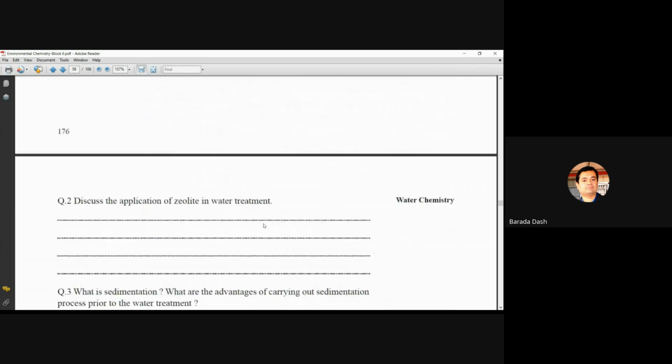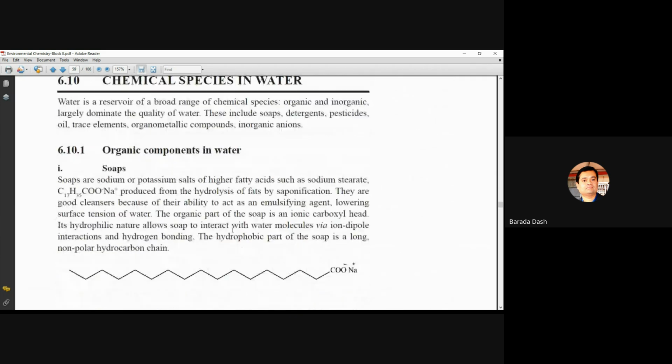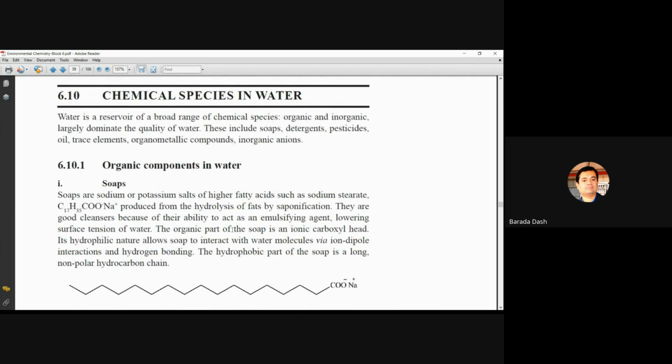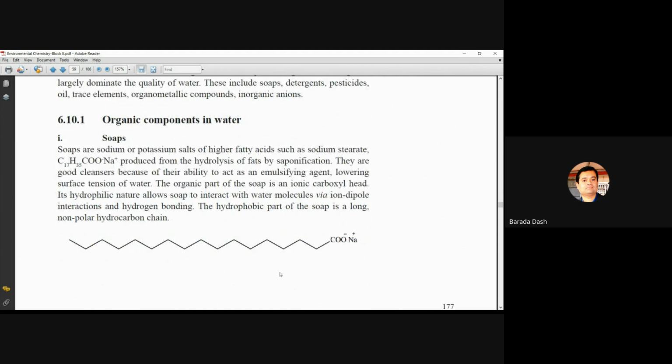So next is chemical species in water. What are the chemical species present in water? Organic components in the water. Because of human activity, many organic components come into the water, like soap. Soap is basically a long chain, sodium stearate, the sodium salt of an ester.